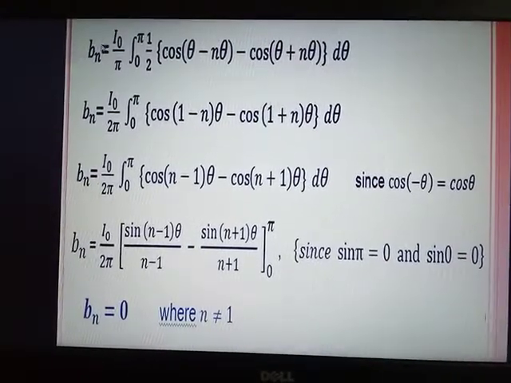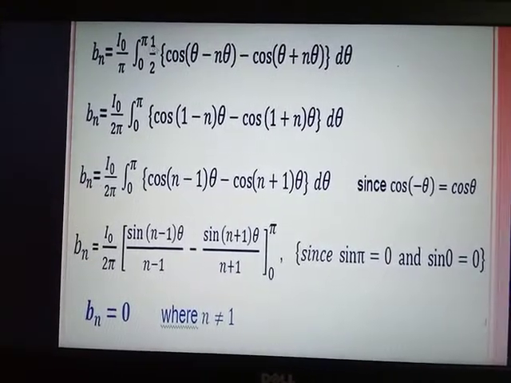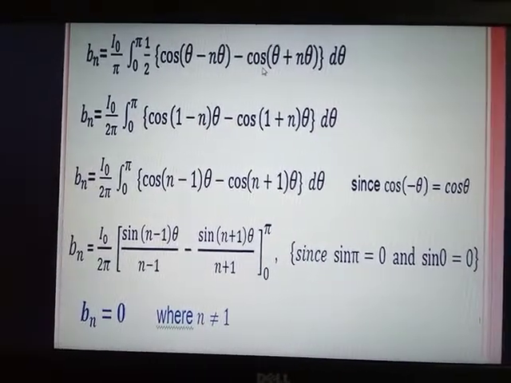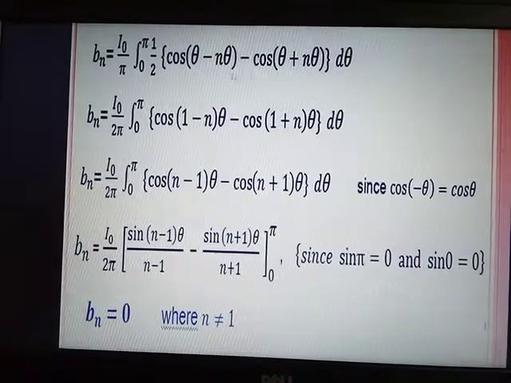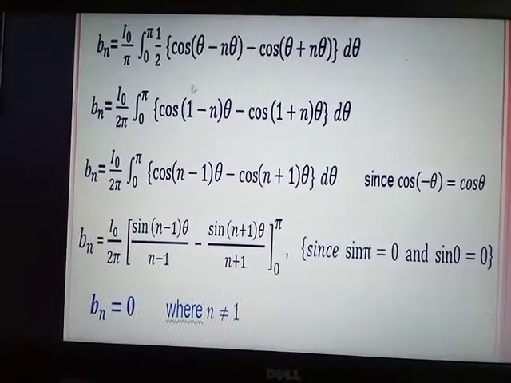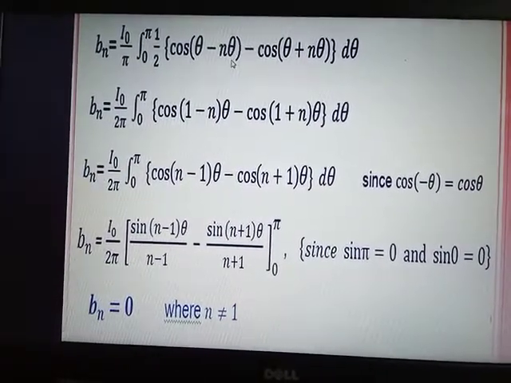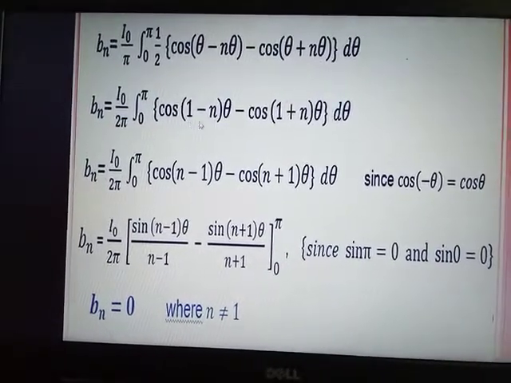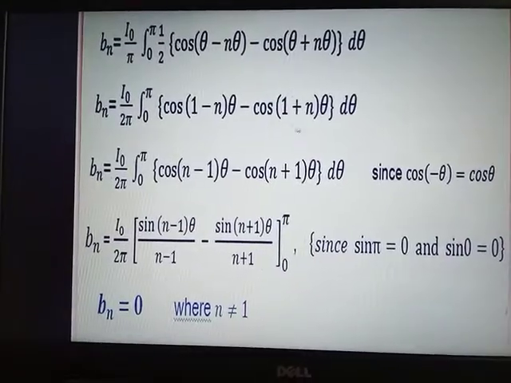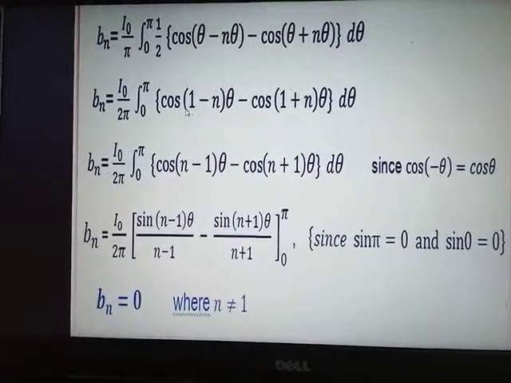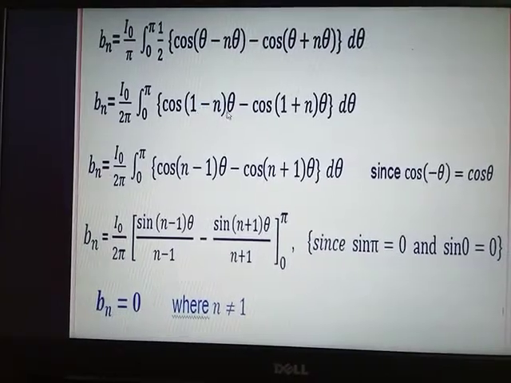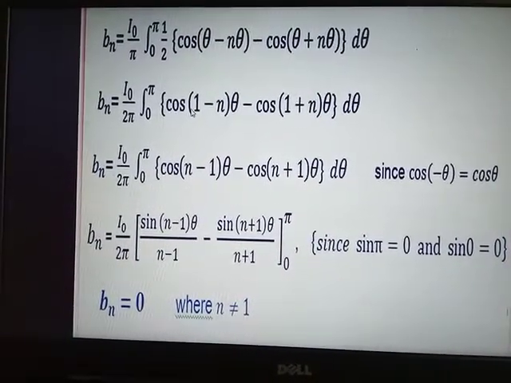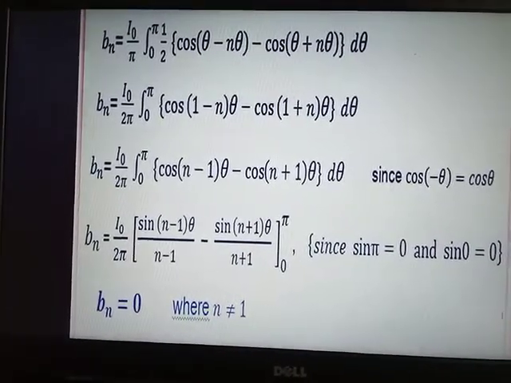Now Bn is equal to I naught by pi integration from 0 to pi half into cos(theta minus n theta) minus cos(theta plus n theta) d theta. Take this constant outside and take theta common in these two terms. Here also the same. We get cos of (n minus 1) theta minus cos of (n plus 1) theta. Now I have to write this as n minus 1. We know that cos of minus theta is cos theta. You see here cos of minus theta is cos theta.